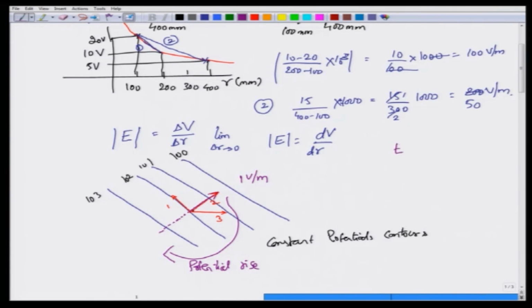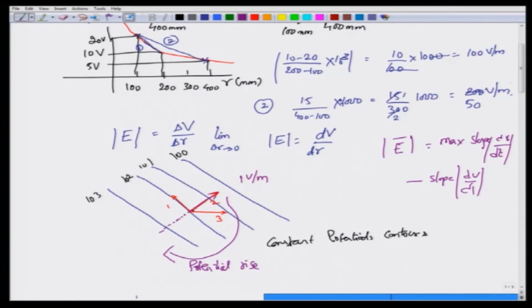The electric field value will be equal to the maximum value of the slope, dV by dl for example, and the direction of the electric field will be against, or minus, of the slope dV by dl. If you remember this, and also remember that when you go against the electric field you are going to see a potential rise, then you can actually write down the electric field and potential contours. So, we are going to do that one.